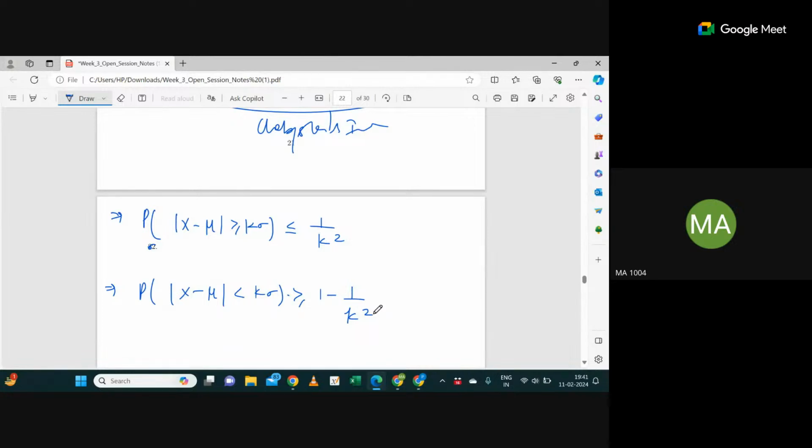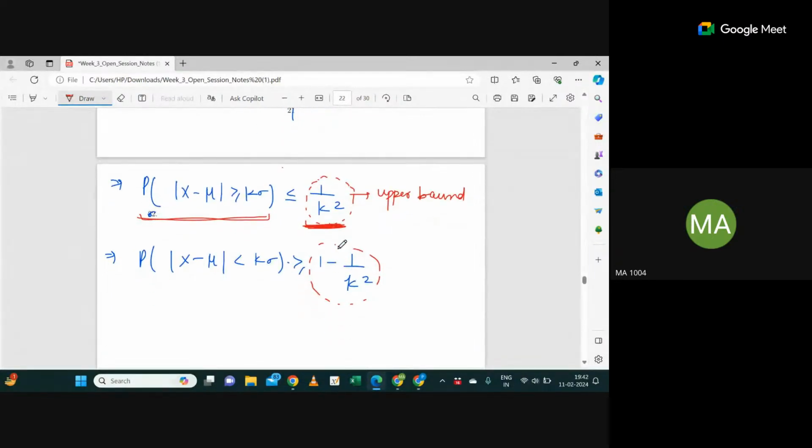Sometimes in questions you have to find the upper bound or the lower bound. So what kind of bound is each? The first one is the upper bound and the second one is the lower bound. Upper bound means this probability will always be less than this bound; it is the maximum value and cannot exceed it. Whereas the second one is greater or equal to this quantity, so it is the lower bound: this probability will always be greater or equal to this quantity.